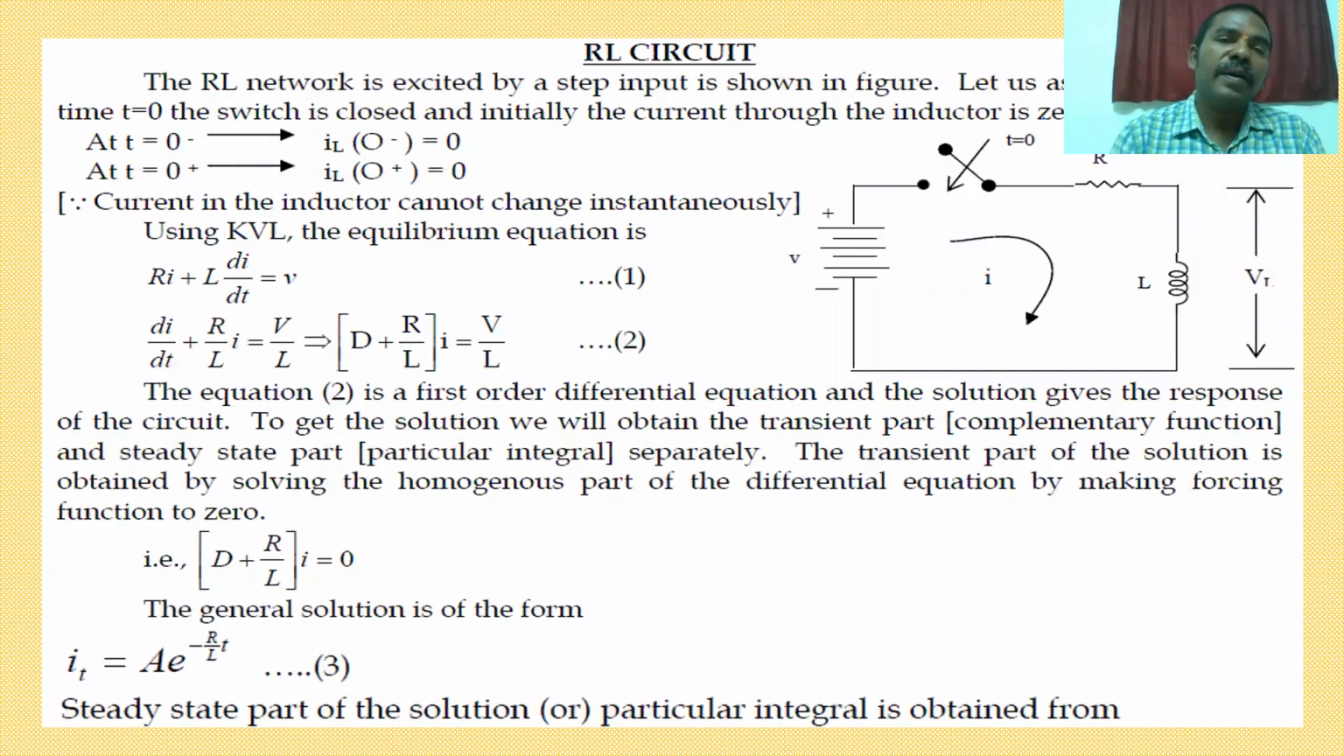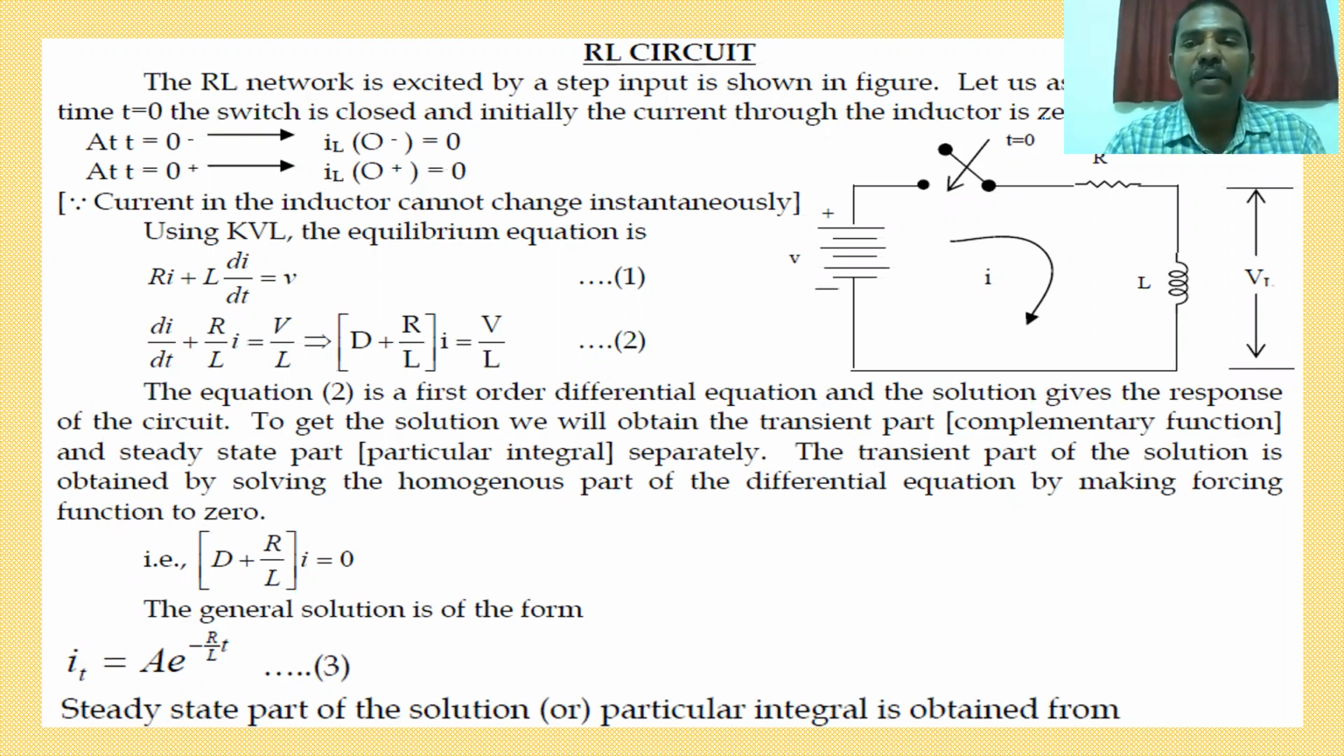Now come to today's topic. An RL series circuit is excited by a step input of V volts. Under transient behavior, we are calculating the current flowing through the circuit. At t equal to 0, the switch will be closed.